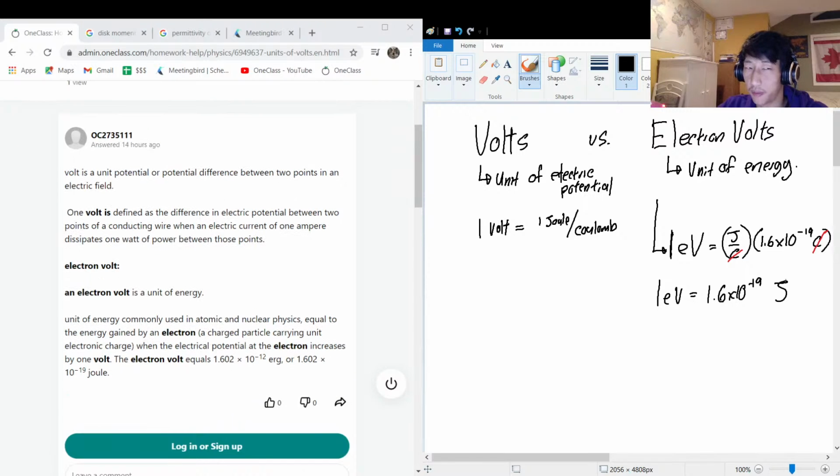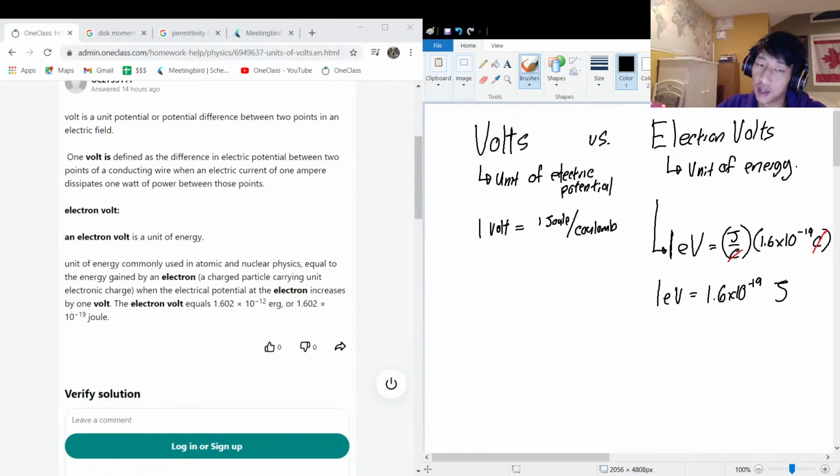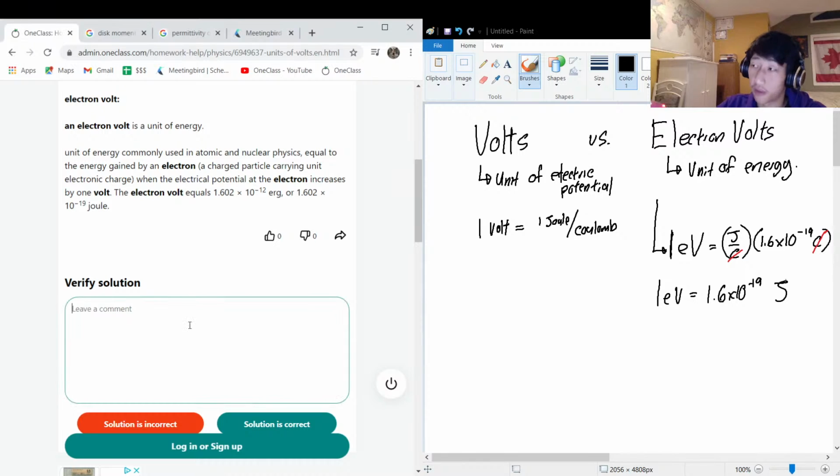And volts are typically used more in electric circuits. Electron volts are used in nuclear physics a lot. So it also depends on what type of things you're doing. That will increase or decrease the likelihood that you will see some of these units. Electrical engineers will see volts on the regular. Nuclear physicists will see electron volts on the regular. So yeah, the above solution is good.